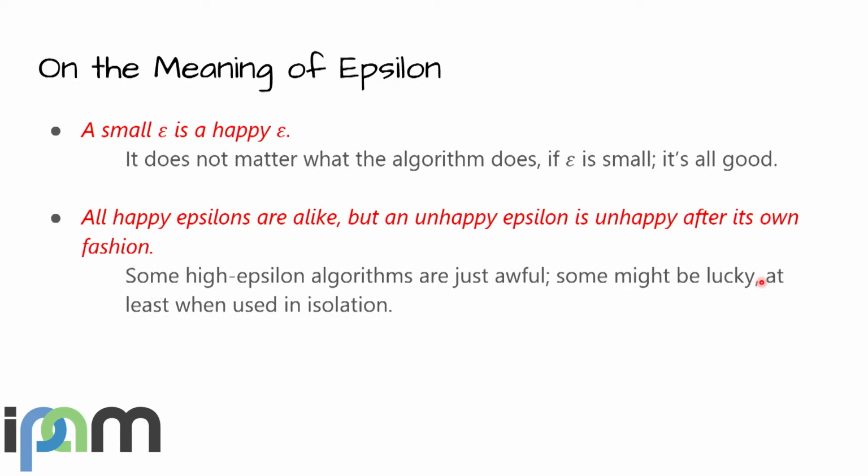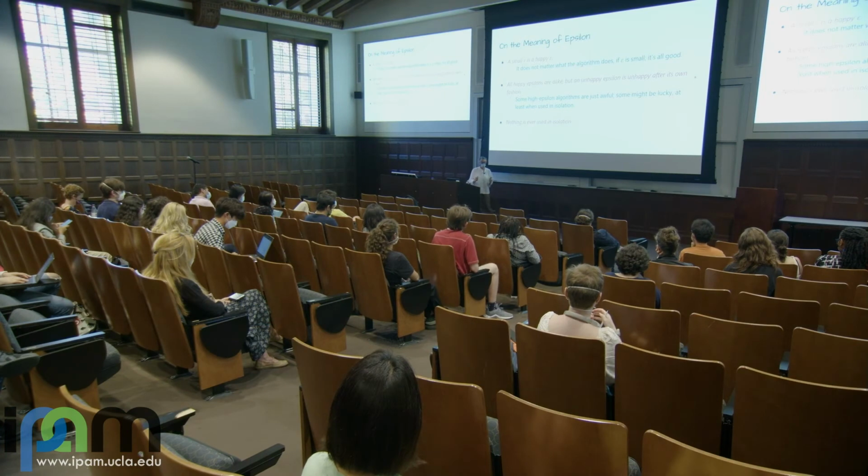All happy epsilons are alike, but an unhappy epsilon is unhappy after its own fashion. Some high epsilon algorithms are just awful, like obviously awful. One of them, two of them, might be very, very lucky if you happen to use it just once in isolation, even though epsilon is big, maybe nothing terrible will happen. But of course, nothing is ever used in isolation. The name of the game always is more statistics, higher levels of composition.